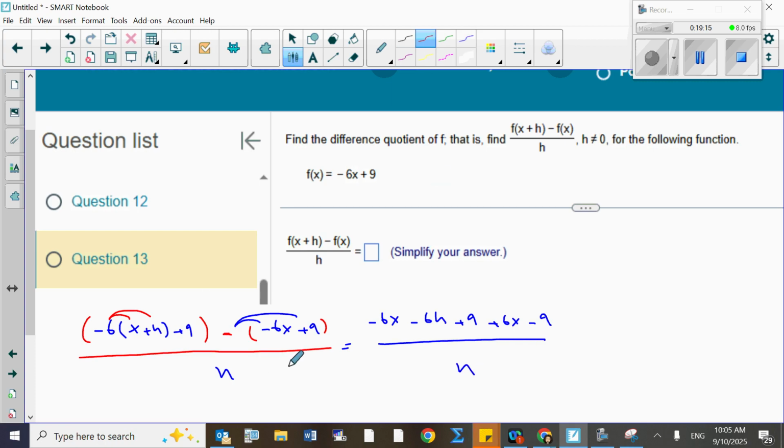Now let's simplify. Negative 6x and plus 6x cancel. 9 and negative 9 cancel. And I will have a negative 6h on top and an h in the bottom. So the h on top and the bottom cancels. The answer is equal to negative 6.